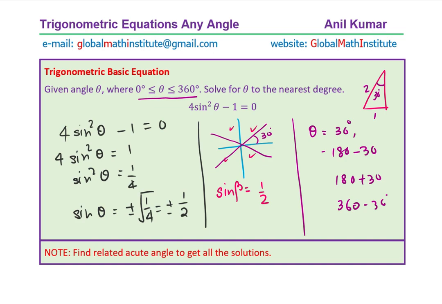So we have one solution as 30 degrees, the other one as 180 minus 30 is 150 degrees, then we have 210 degrees, and then we have 300 degrees. Does it make sense, right? So all these 4 are the solutions for this particular equation. Makes sense, right?